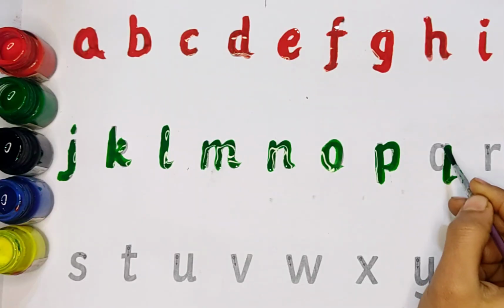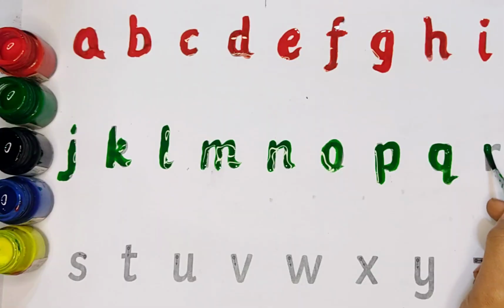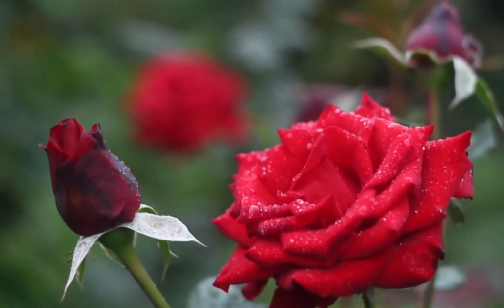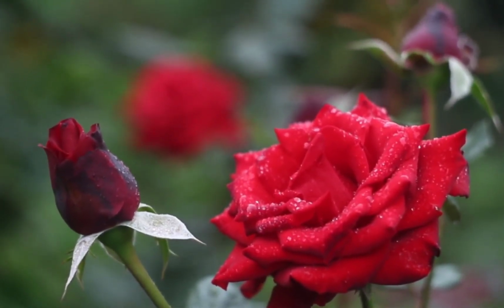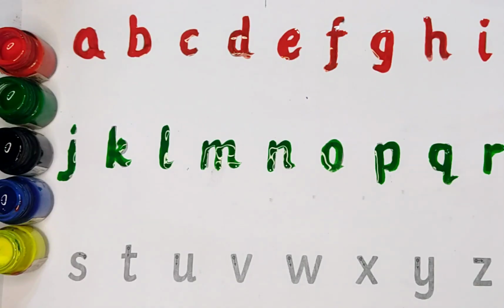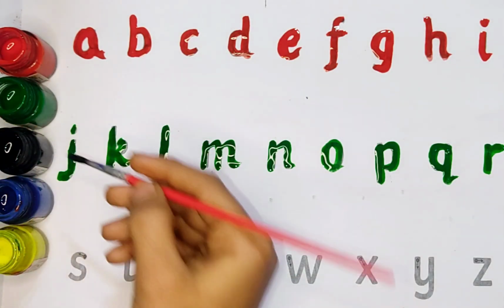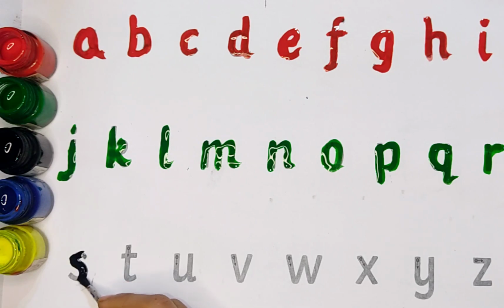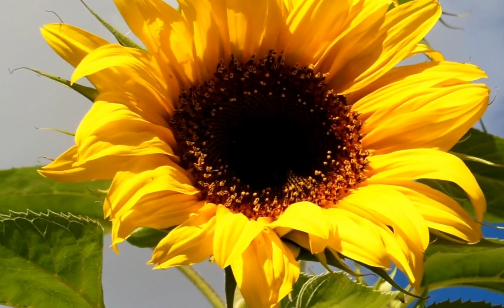Q. Q for queen. R. R for rose. Black color. S. S for sunflower.